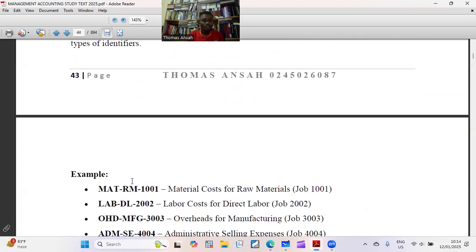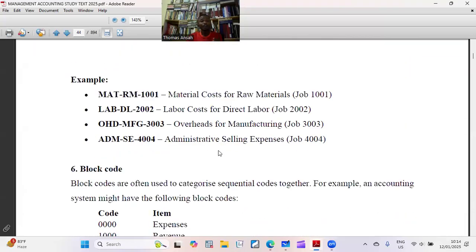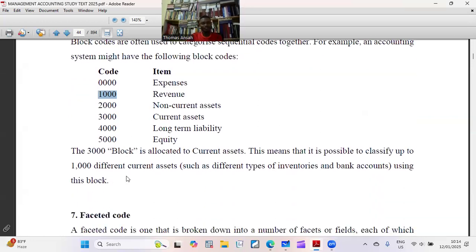Then the hybrid, where you can combine elements of numerics, alphanumerics, mnemonics, hierarchical, all those things. Then we have the block one. This is what we use in accounting. So 1000 and above, 1001 is a revenue item, like sales. Another, 1002, will be another one. So let's say 1001 is cash sales, 1002 is credit sales.